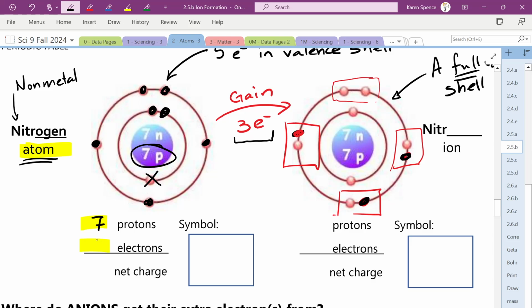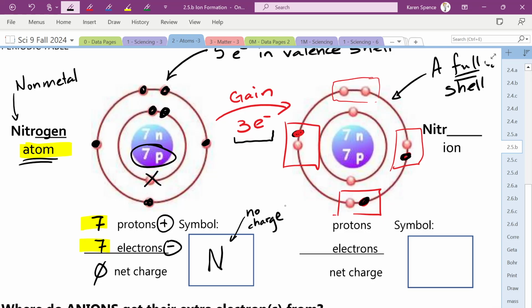So there's 7 altogether. What charge are protons? Positive. What charge are electrons? Negative. So if we have 7 positives and 7 negatives, what is the overall charge? 0. So when we write the symbol for this, what is the letter symbol for nitrogen? N. And we don't put anything up here because there is no charge. Charge goes at the top right. Okay?